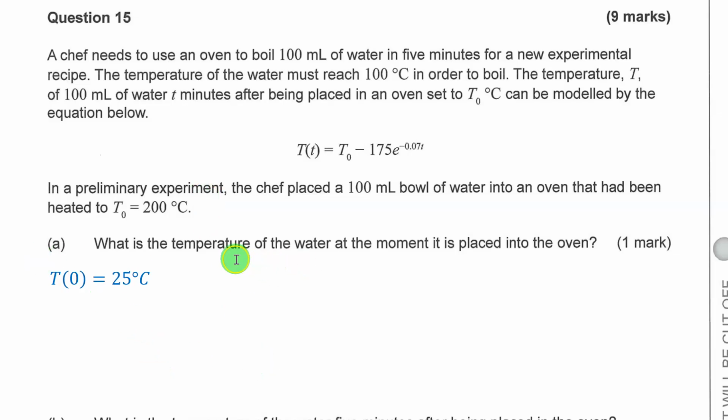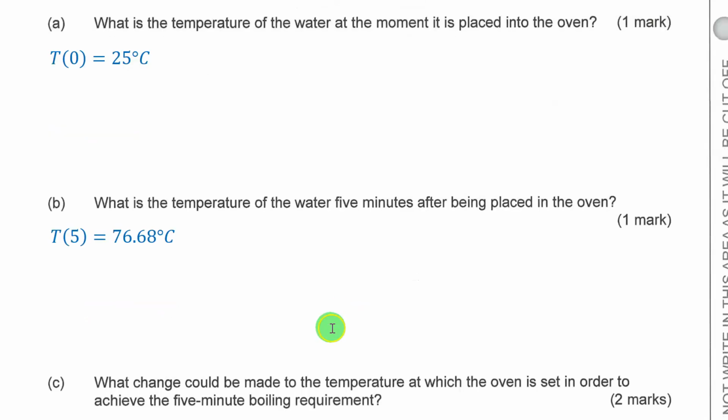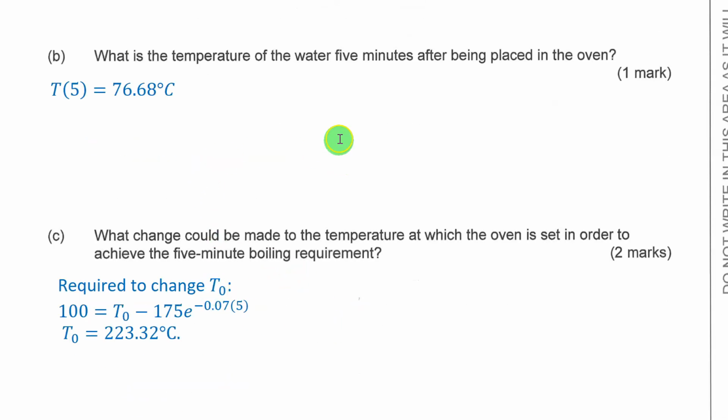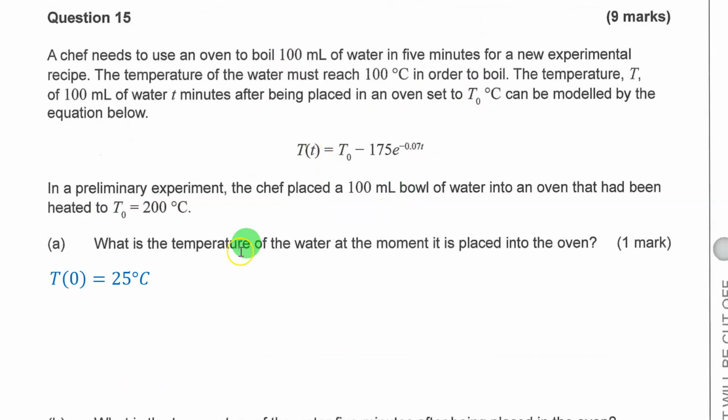Now, a quick scan of this question. Part A, we've got to substitute in 0 for time and work out what T is with T0 as 200. Then we've got to work out the temperature after 5 minutes, and then because we obviously don't get to 100 in 5 minutes, we've got to fiddle around and work out T0. So basically we're just working on this formula here and trying to solve some problems.